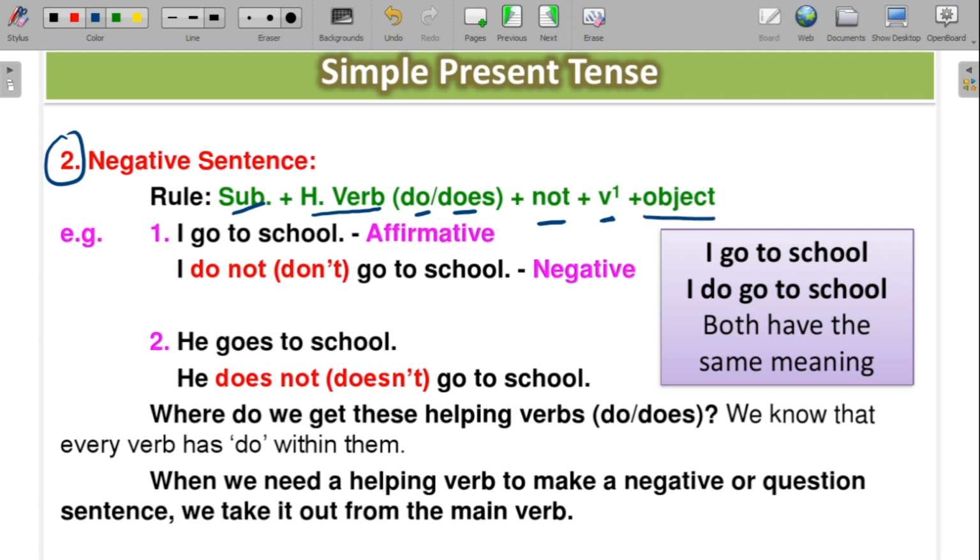See the example. I go to school. This is an affirmative sentence. But when we say I do not go to school, or I don't go to school, instead of do not you can use don't in spoken English. It will help you to speak quickly and clearly. This is a negative sentence. So here we use do. Do or does is used to make a negative sentence.